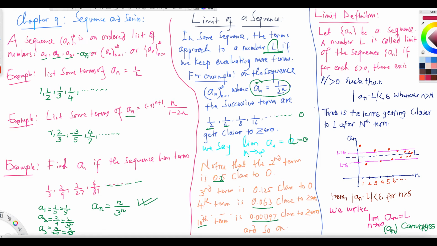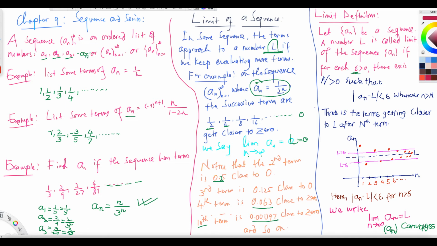Now, this is just the wordy way to write the limit of a sequence. But what is the mathematical way? What is the mathematical definition of the limit of a sequence? Let {a_n} be a sequence. A number L is called the limit of a sequence a_n if for each epsilon greater than 0, epsilon being a tiny number, there exists a term N, which is also positive, such that the difference between a_n and L is less than epsilon.